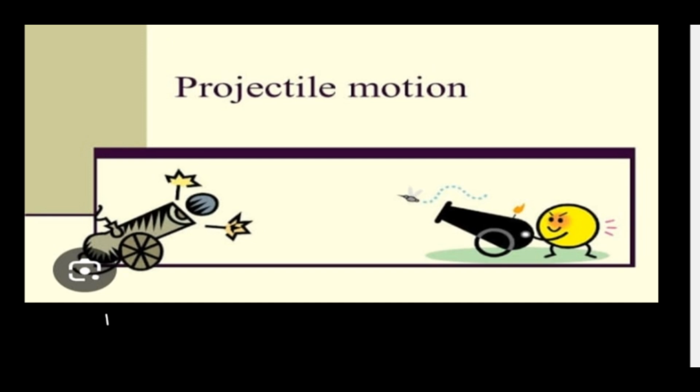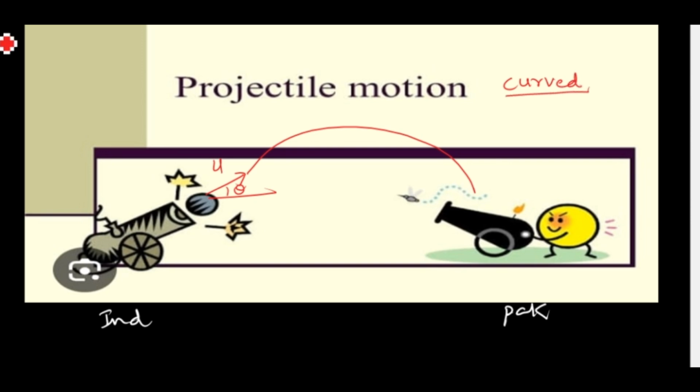There is a war between India and Pakistan. A bomb is fired from a cannon with a velocity of u, making an angle theta. Observe the motion of the bomb. The motion of the bomb is like this. So the path is curved. And how many forces are acting on the bomb?